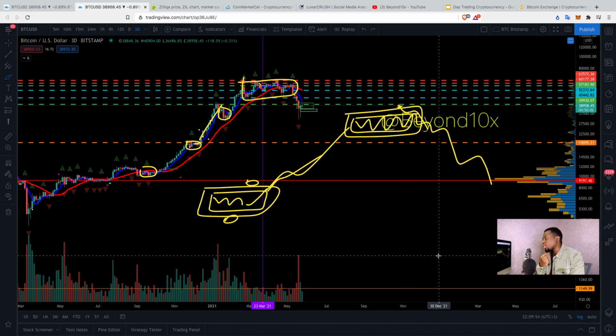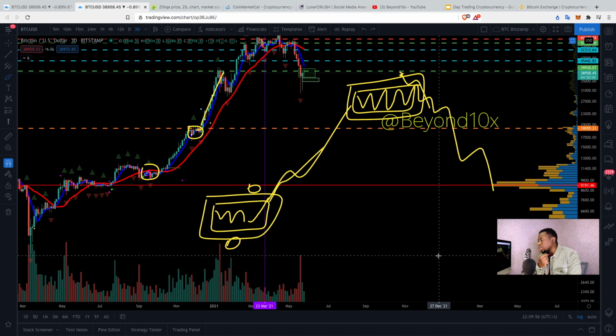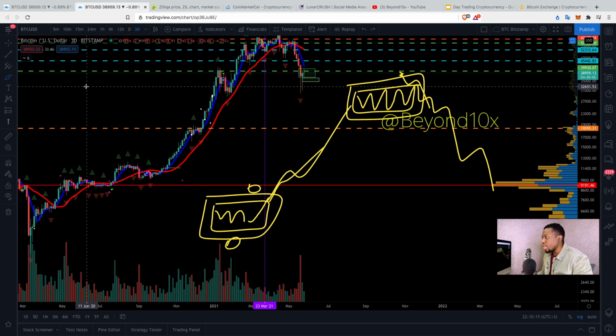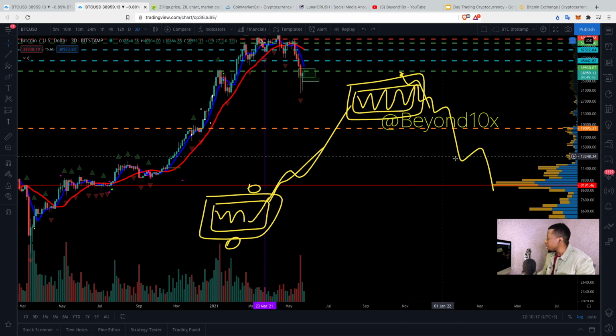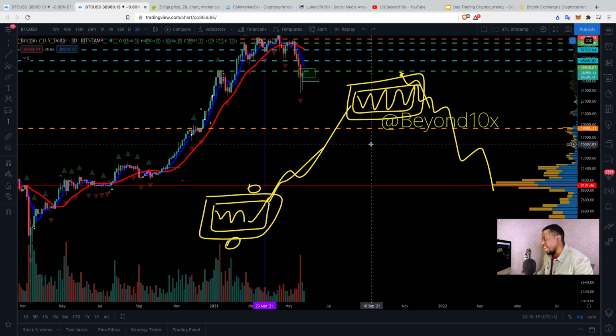The most important thing that you need to understand is you have to identify the type of market that you are dealing with. Is it a ranging market? Is it a trending market? If it's a ranging market, is it distribution? Is it accumulation? Is it redistribution? Is it reaccumulation? Those are the things that you need to find out, and then you can come up with the best trading strategy.